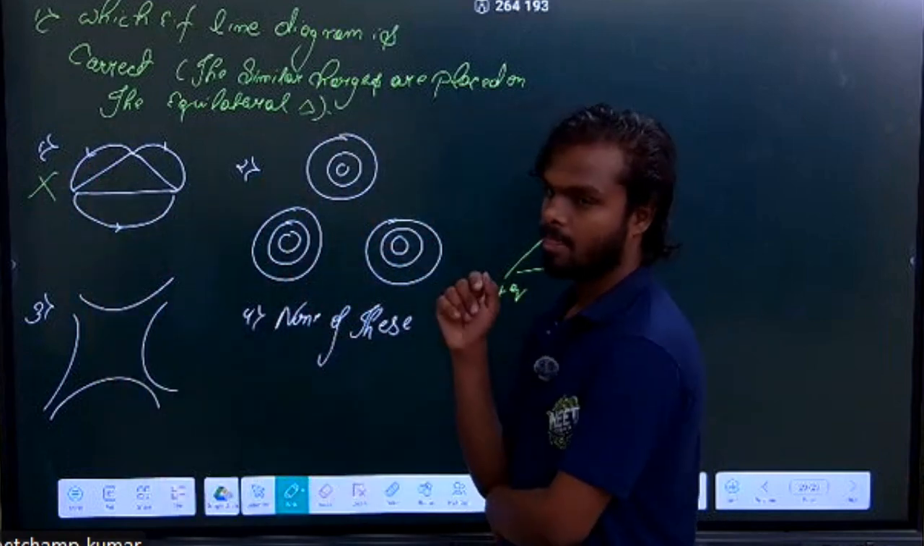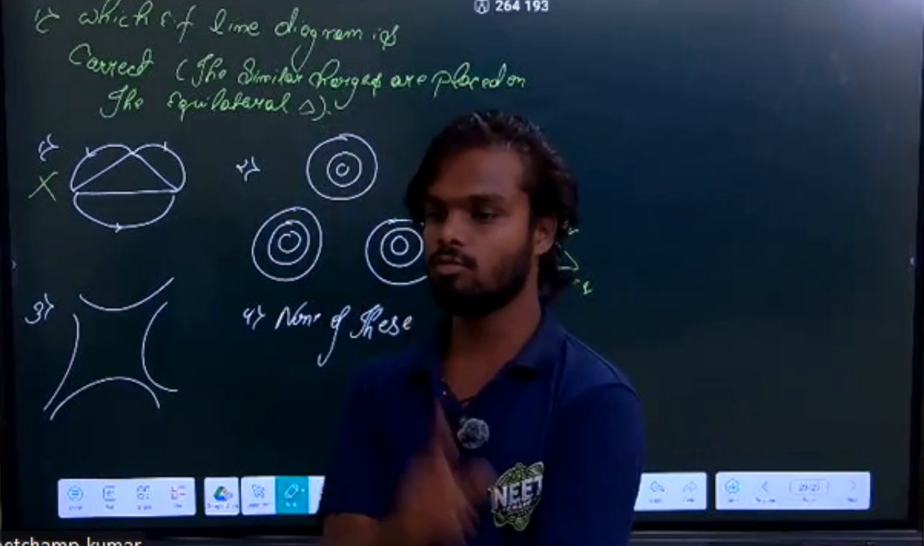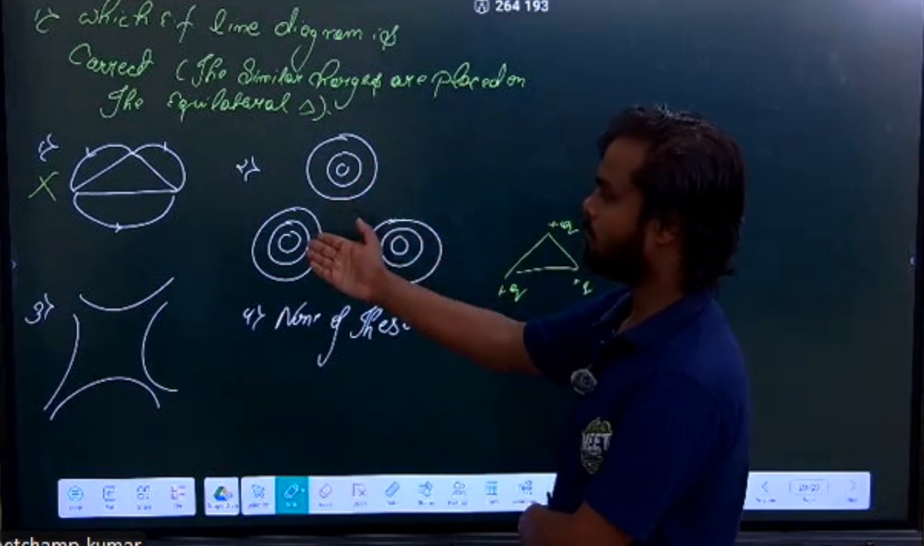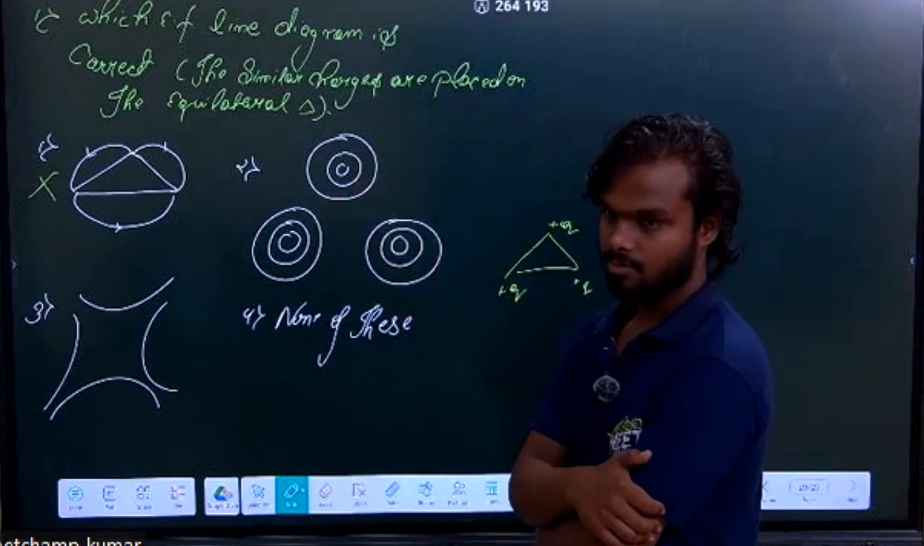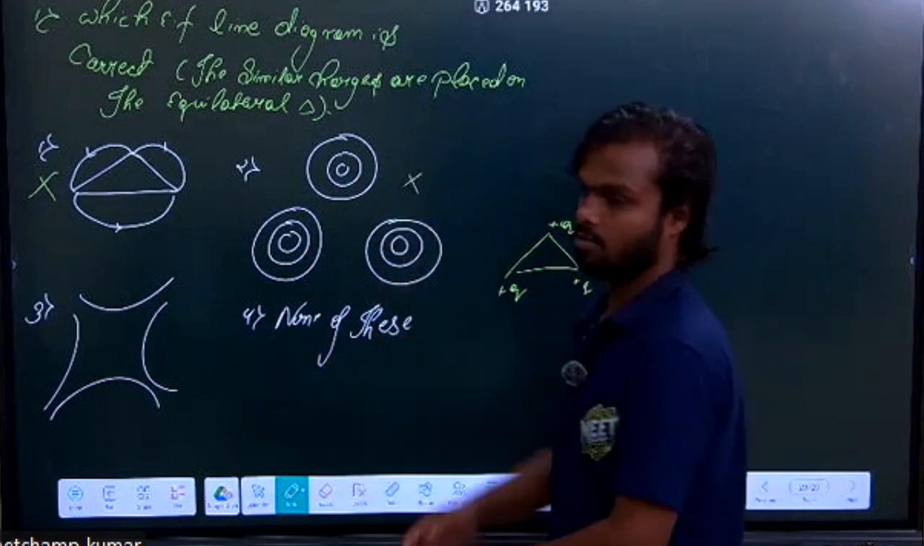Now come to here. One of the properties of electric field lines is that they never form a closed loop. They never form a closed loop. See here, you can see properly, they are forming a closed loop, right? So that means this diagram is automatically wrong.